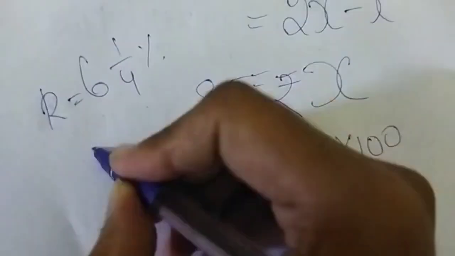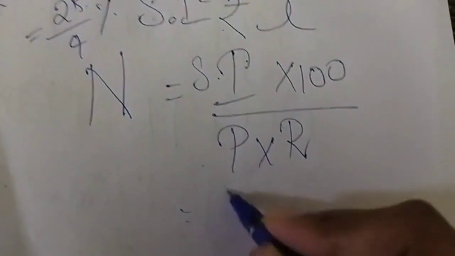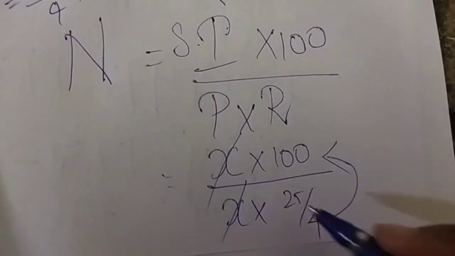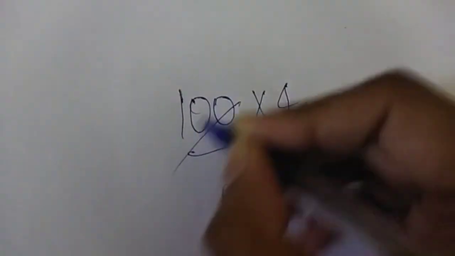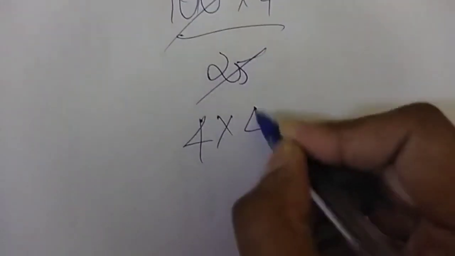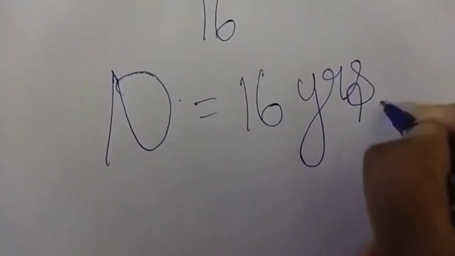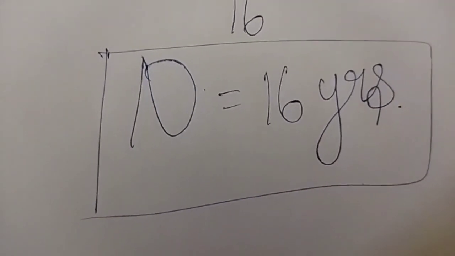Here the rate of interest is given as 6 1/4%. 6 4s are 24 plus 1 is 25, so 25/4%. So the number of years is x into 100 divided by principal x into rate of interest 25/4. So 4 comes to the numerator, and x and x get cancelled. 100 into 4 divided by 25. 25 one time, this is 4 times. 4 into 4 is nothing but 16. So the number of years is equal to 16 years. So how much time will it take? It will take 16 years to double the given money. Okay, let's go to the next sum.